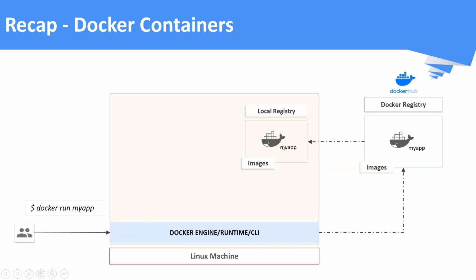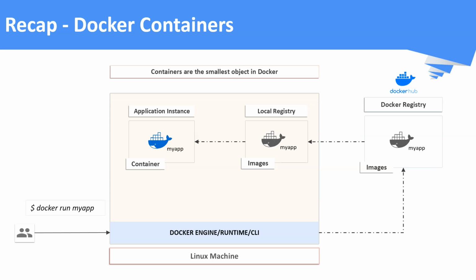The assumption here is you should have containerized your application and pushed it to the Docker registry earlier. Coming back to our discussion, from the local registry, Docker will create a container. So this container runs your application. In other words, this container is the instance of your application. The key takeaway from this slide is containers are the bare minimal object that runs your application in the Docker environment.